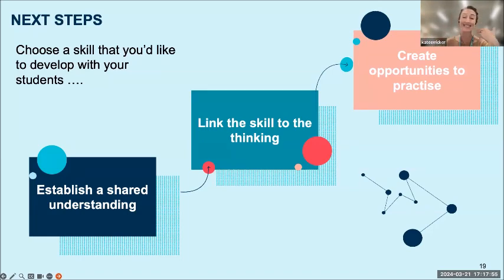Okay, so I want you to think now about the skill that you'd like to develop with your students. And if you want to, you can share it in the chat, or you can just have it in mind. My favorite is compassion, I've shown you today, but it might be that you want to take one of the values that you have in your school and think about how you would actively teach that, or work ideally with other teachers to actively teach it. I'll give you some time to think about that.